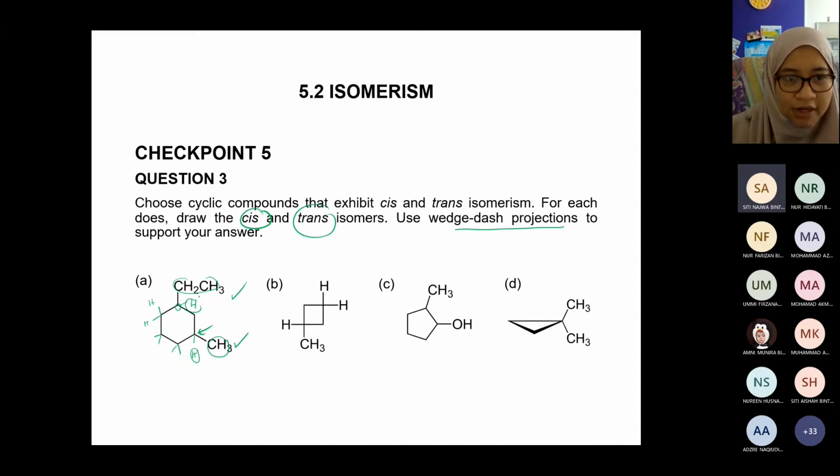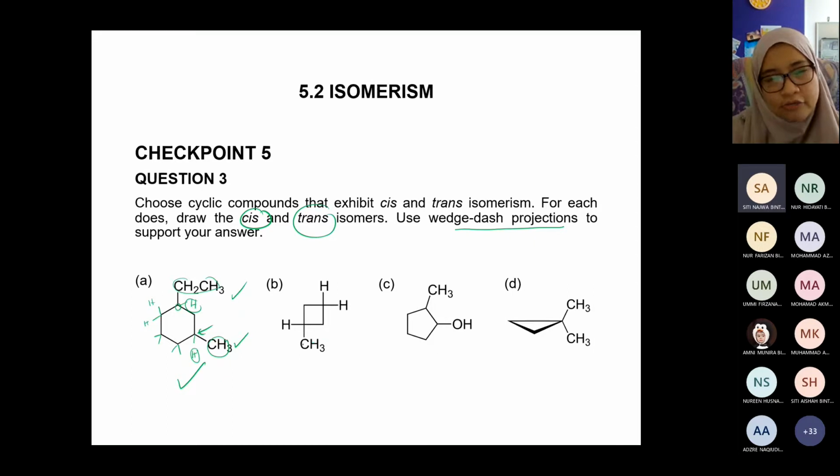Not necessarily. As long as the carbon is in the cyclic form, dia boleh duduk sebelah-sebelah ataupun dia boleh duduk far apart, jauh. Boleh, tak ada masalah. That's why saya kata focus on the carbon that bears the different group of atom. Okay, so dia comply dengan syarat dia. So A is having cis and trans isomers. Itu jawapan dia. How about B?